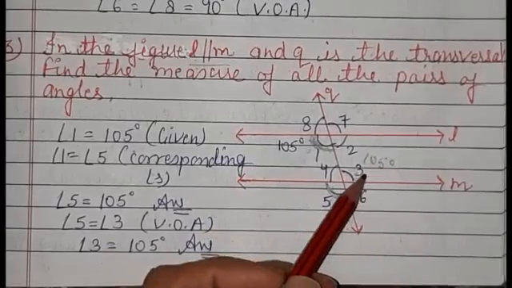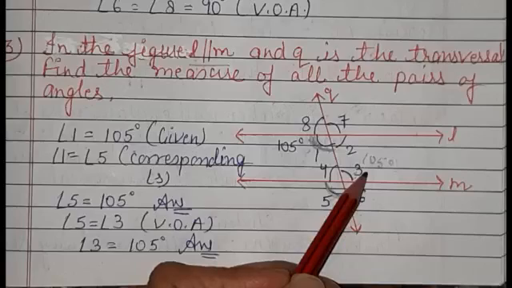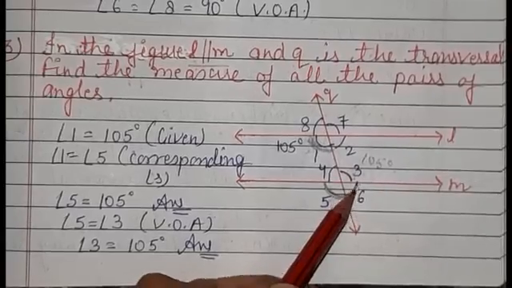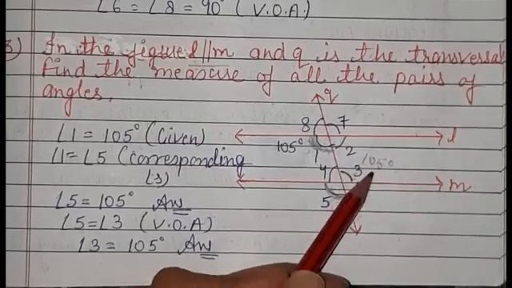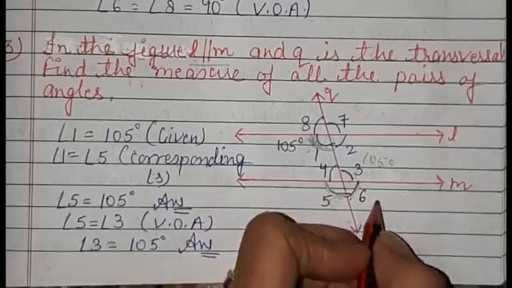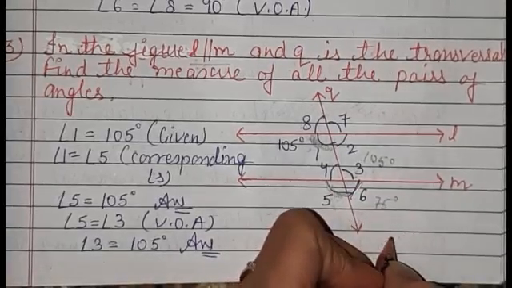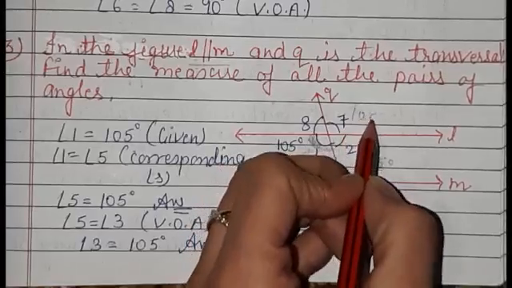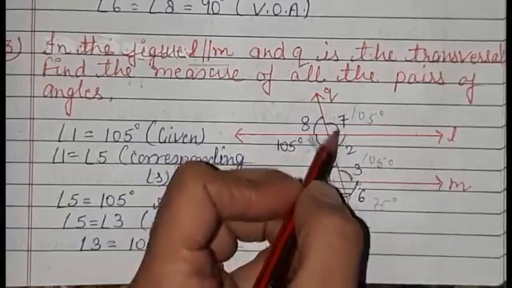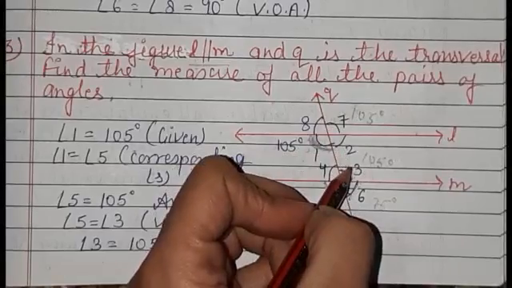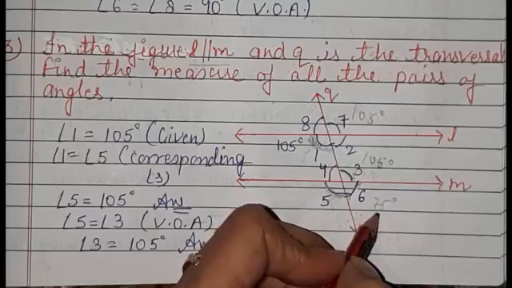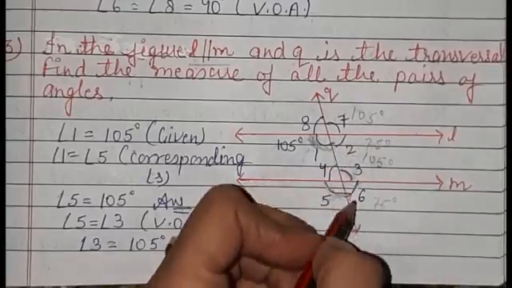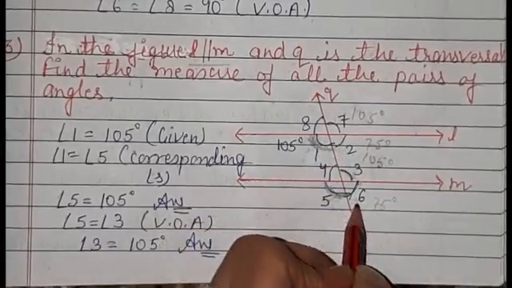Clear? If this angle is 105 degrees, then this you can calculate by linear pair. Right? 180 minus 105 degrees, it will come 75 degrees. If angle 3 is 105 degrees, then angle 7 is also 105 degrees because of corresponding angles. Clear? Angle 6 is coming 75, so angle 2 is also 75 degrees because of corresponding angles.